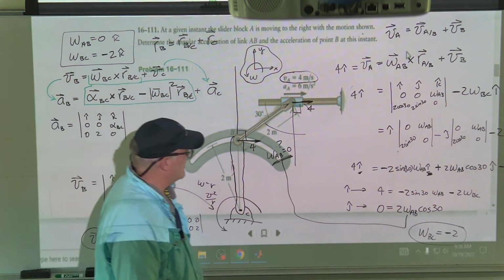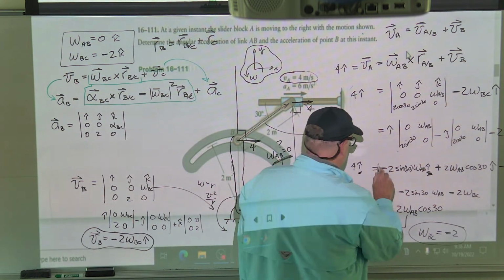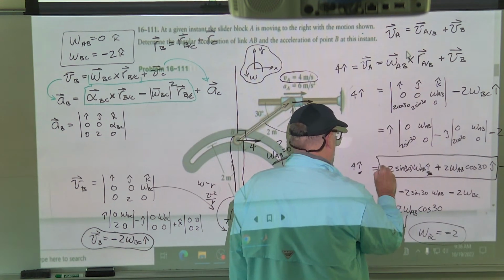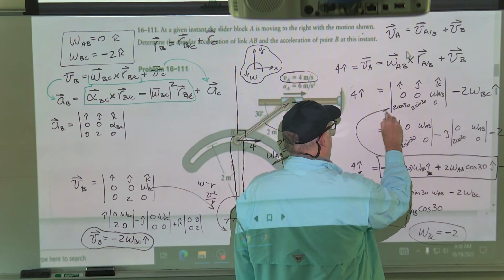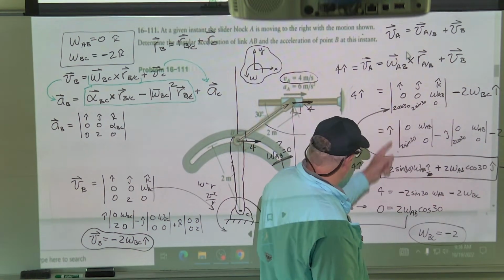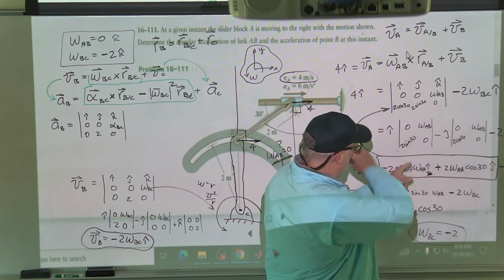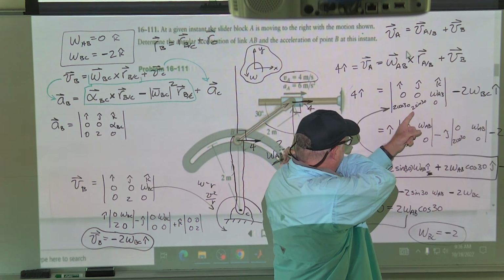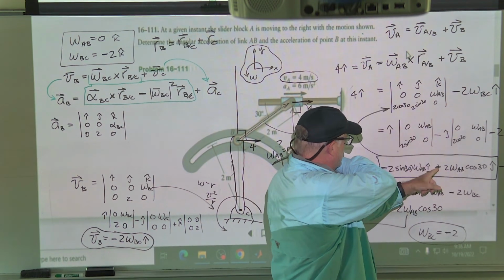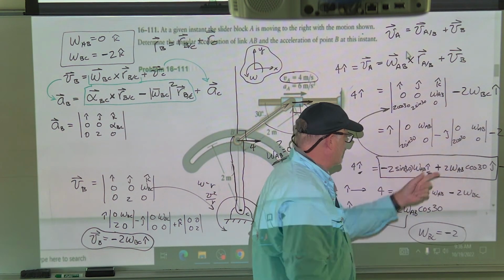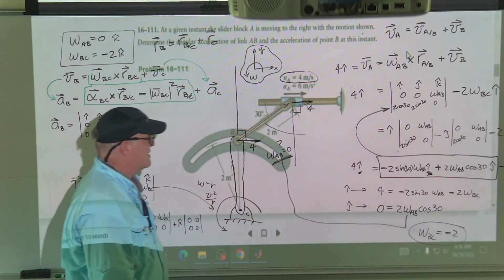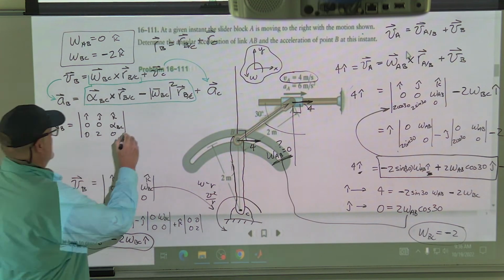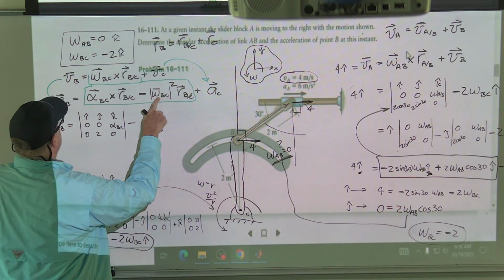I should have done that over here as well, and taking just this, which is the relative term, and dotted it with that row for a check. 2 sine 30 cosine 30 times omega b, 2 cosine 30 sine 30. Different sign. So in fact, the dot product zeroes out. So that was a check that I didn't do, should have done.